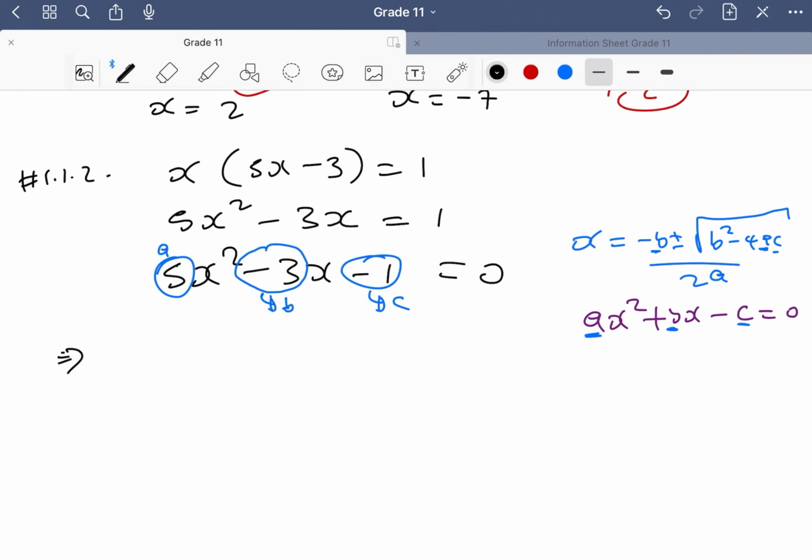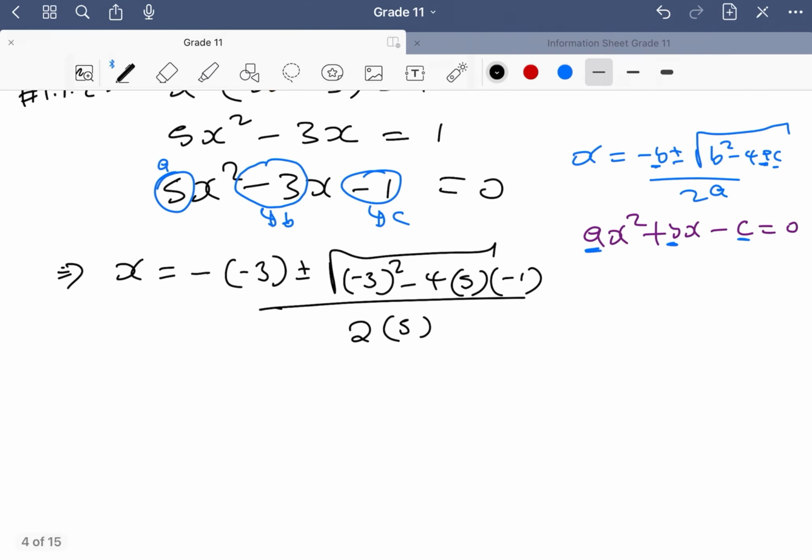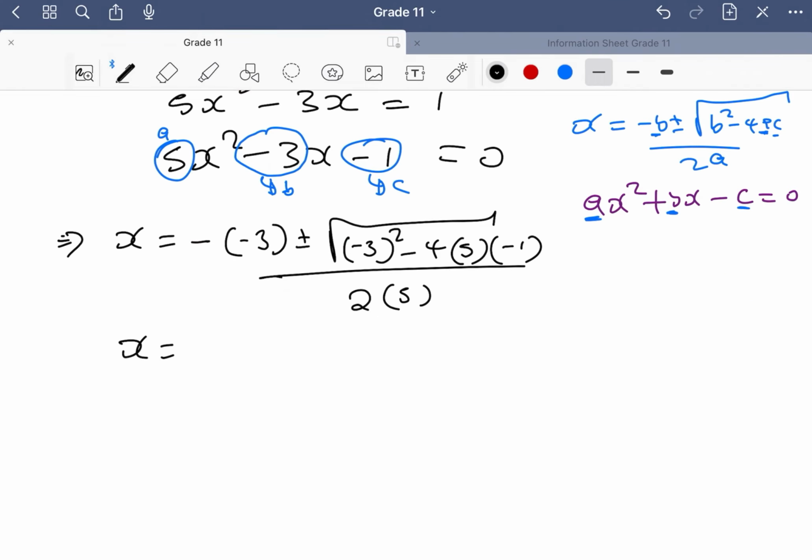You use the calculator and you get your answer. So x is equal to negative b, which is negative 3, plus or minus the square root of b, negative 3, squared, minus 4 times a, which is 5, times c, which is negative 1, divided by 2 times a, which is 5. Now you just punch this in your calculator, so you can just leave it the way it is. You have two ways of doing it.